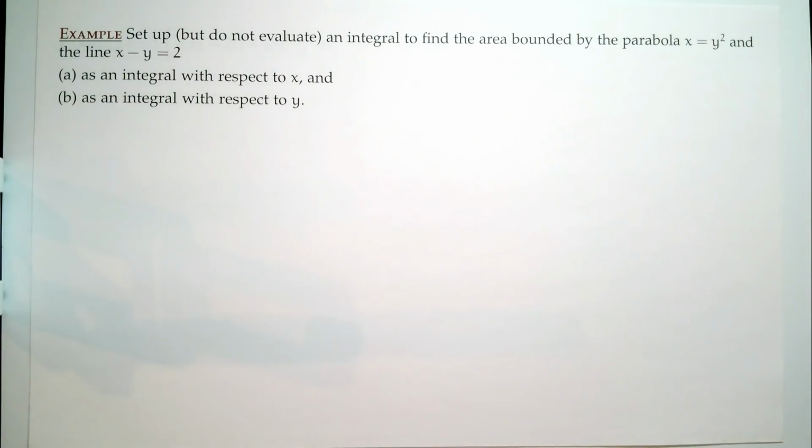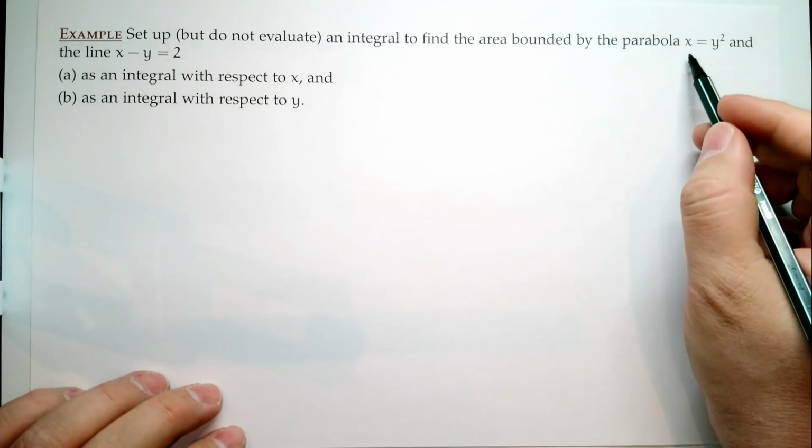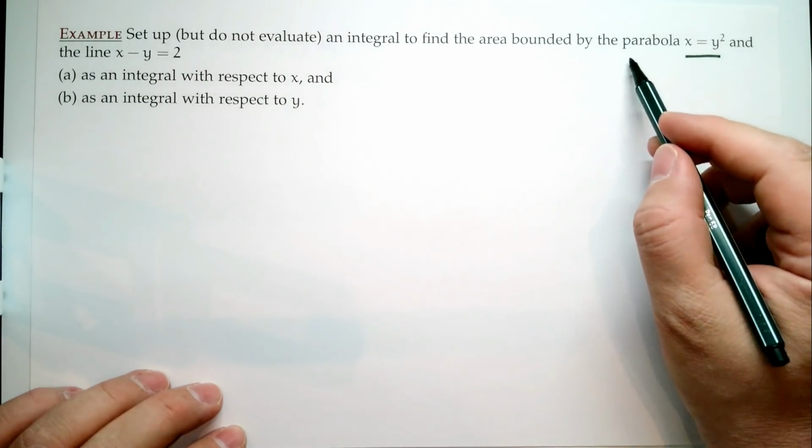All right. Set up, but do not evaluate, an integral to find the area bounded by the parabola x equals y squared and the line x minus y equals 2. So we know that x equals y squared is a parabola because they told us.